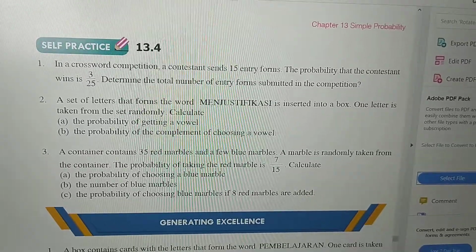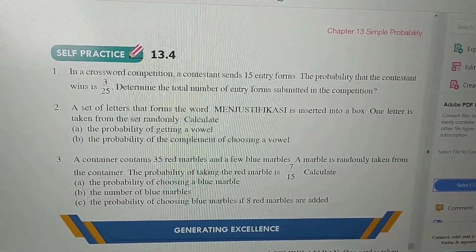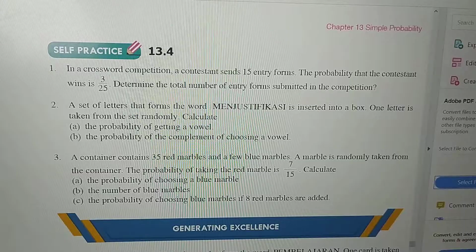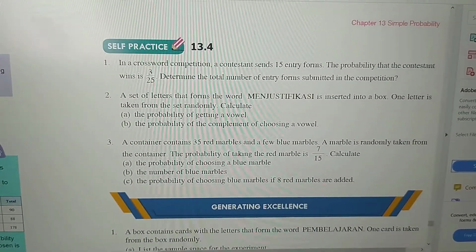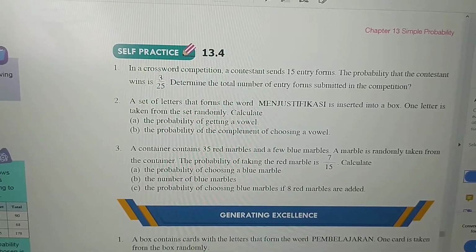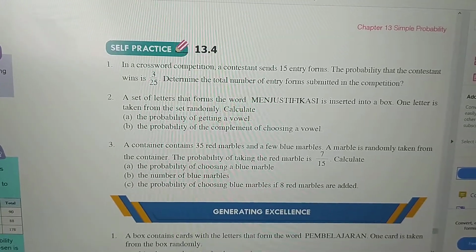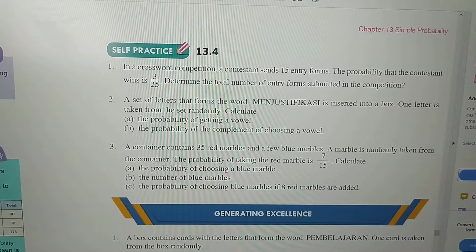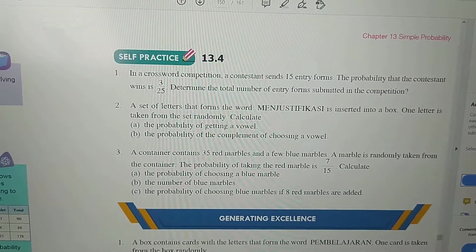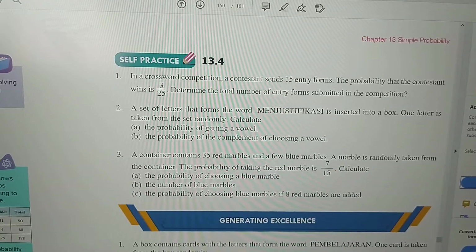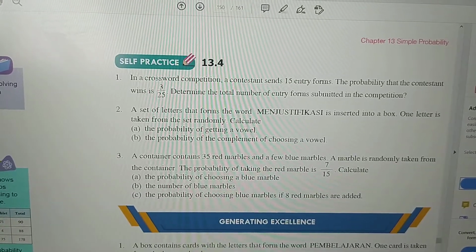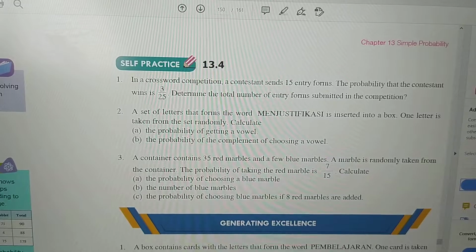Okay, for our lesson today, I would like to discuss with you self practice 13.4 from your maths textbook. Look at question number 1. In a crossword competition, a contestant sent 15 entry forms. The probability that the contestant wins is 3/25. Determine the total number of entry forms submitted in the competition.